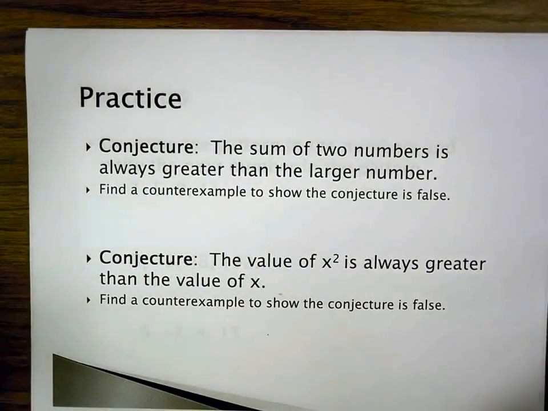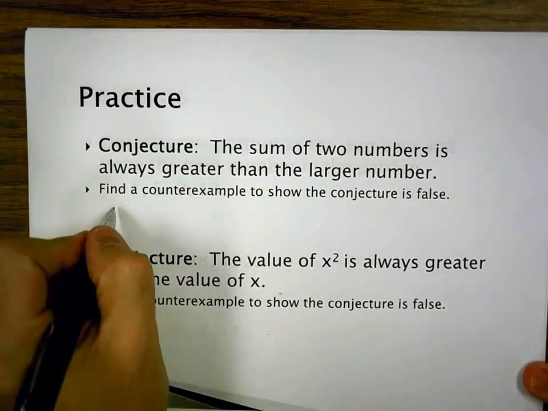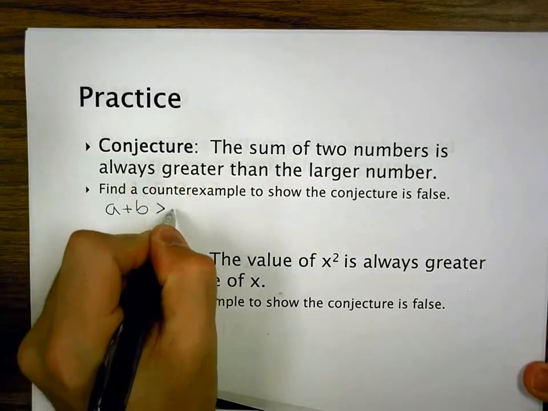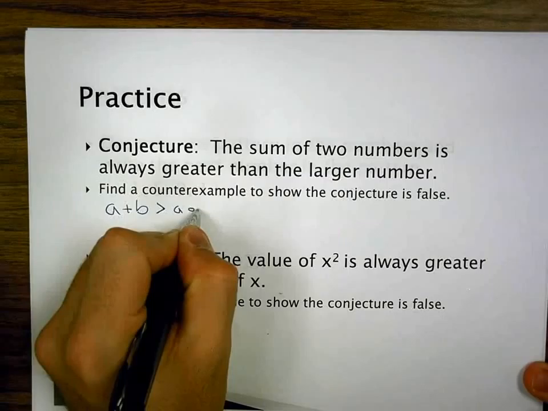Now, the other side of that is if we can find it false. So maybe they give us the conjecture and we need to find that counterexample that proves it false. You don't have to find every single case. Maybe you see more than one, but really we just need one that doesn't work. So the conjecture we're given is the sum of any two numbers is always greater than the larger number. What that says is A plus B is greater than A or B.